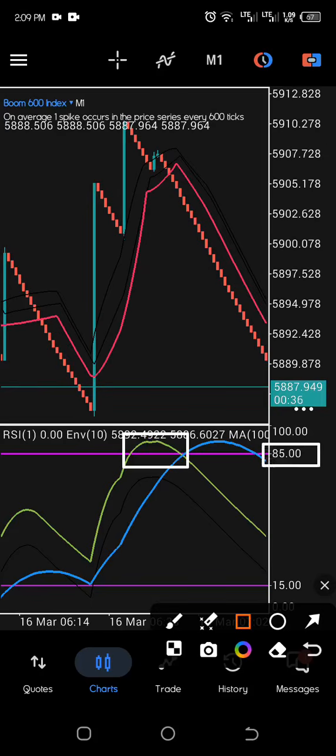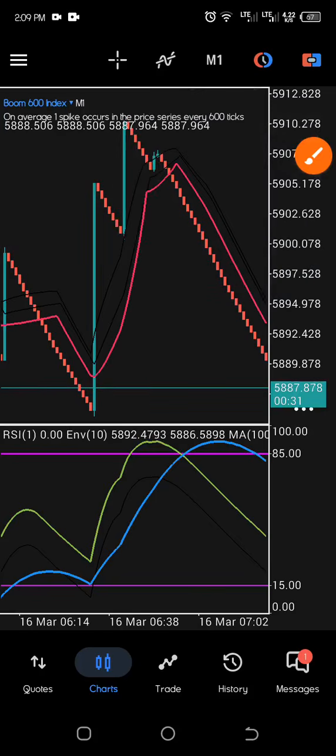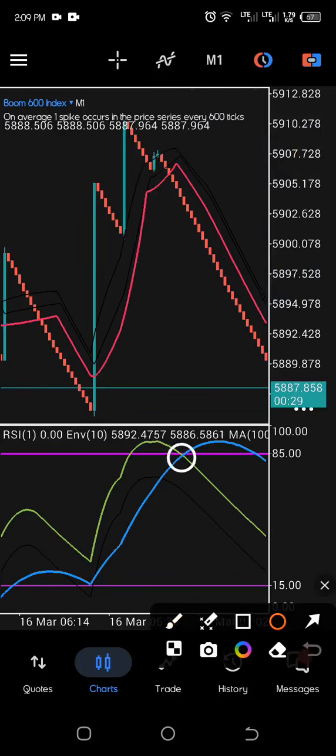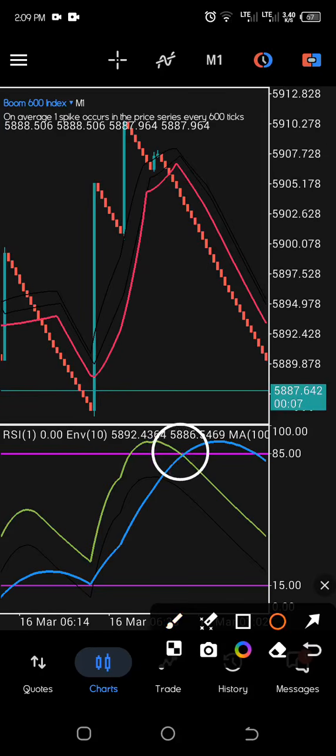So after touching the 85 levels, the next thing we are looking out for is the cross between the lines, which happens right here. After the cross happens at the 85 levels of the RSI, the next thing we are going to do is look for an entry on our mini chart. Now keep this in mind: before you see this cross happen on your indicator, the price will already have broken down below the Bollinger Bands.